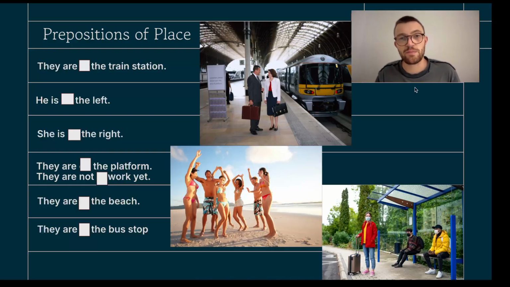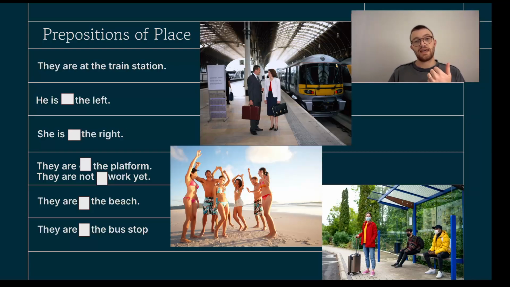Right, we got some other places. We've got this train station. Now we got this man and this woman. They are at the train station. You could say they are in the train station, but the most natural way is to say that they are at the train station. It gets a little bit more complicated with some places.